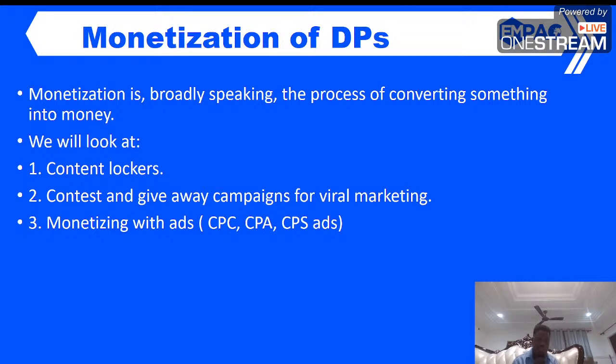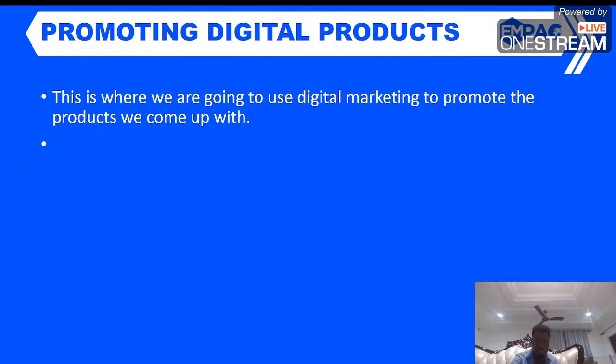Then we have monetization with ads, where we'll be looking at the CPC ads, like Google AdSense, the CPA ads, the CPS ads. We'll be looking at this. We have the CPM, that's cost per mille or cost per impression. We have CPV, which is cost per view. Cost per impression is actually calculated on every 1,000 views, but cost per view is calculated per one. But in most cases, we won't use the view, we use the CPM.